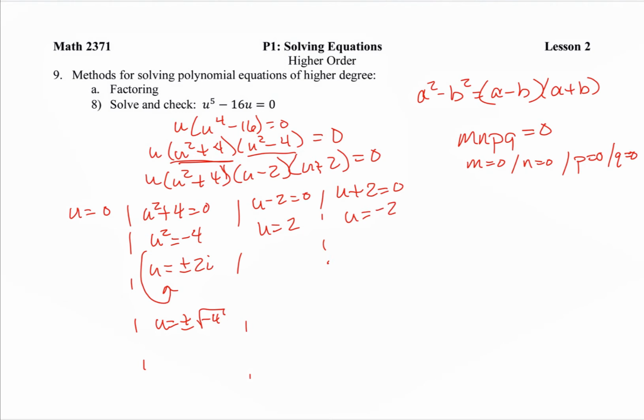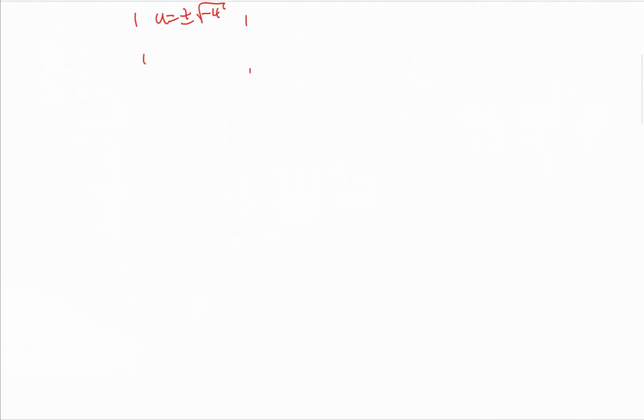So I have 4 solutions. Actually, I have 5 solutions. 1, 2, 3, 4, 5. So I have 5 solutions. My highest power was 5. Now I need to check those 5 solutions.